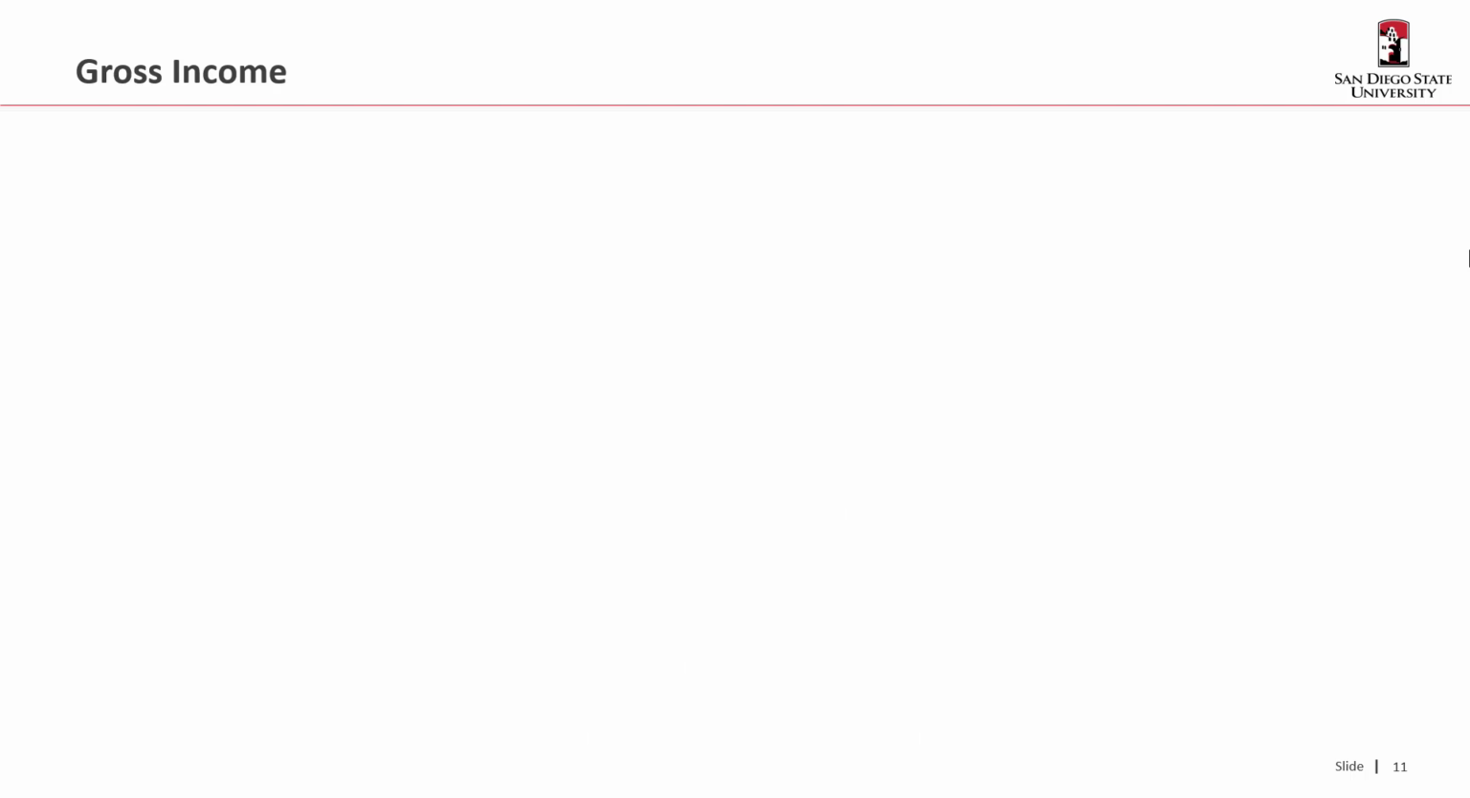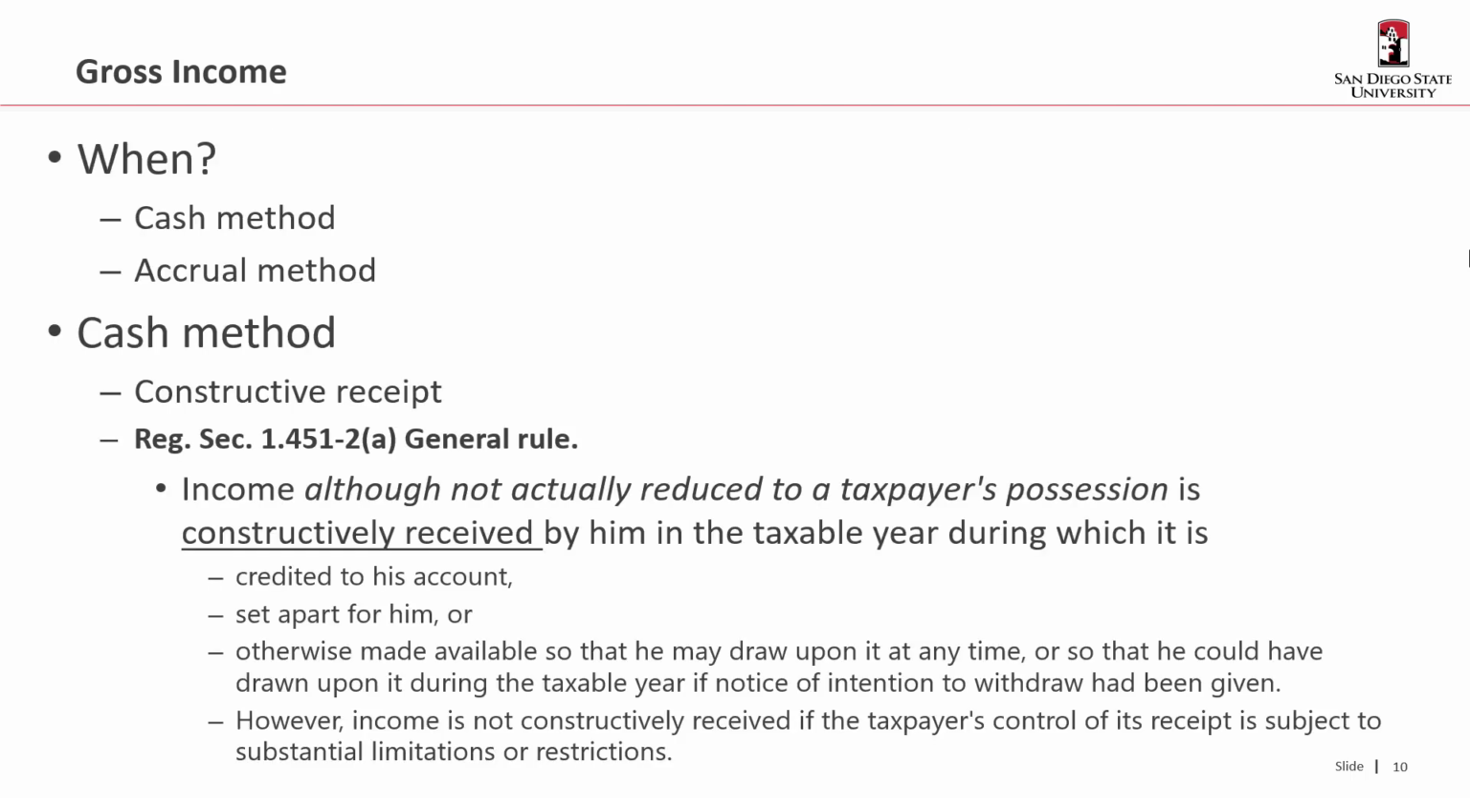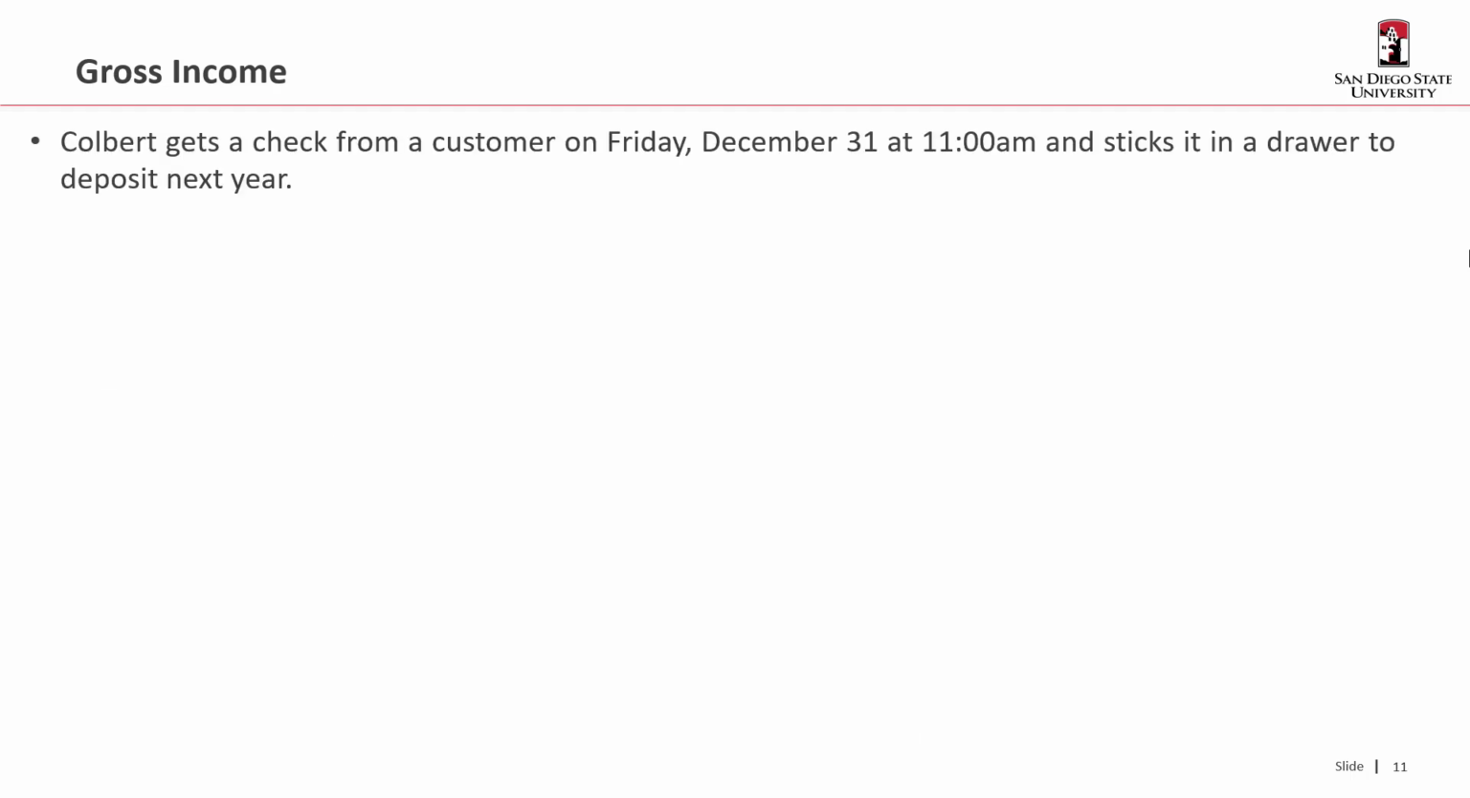Okay, now we've read the legal. Let's try to apply it. So Colbert gets a check from a customer on Friday, December 31st at 11 a.m., sticks it in a drawer to deposit next year. Is that income under constructive receipt? Well, the answer is yes, right? So is he in control? Let's go back. Has that money been set apart for him or made available so that he may draw upon it at any time? And the answer is, yeah, you better believe it has. So just because he's turned his back on that income doesn't mean it's not constructive receipt.